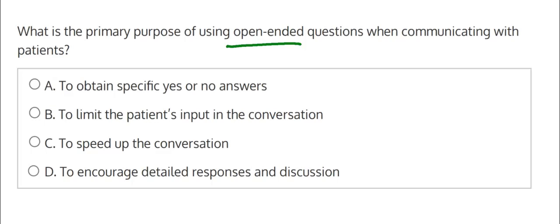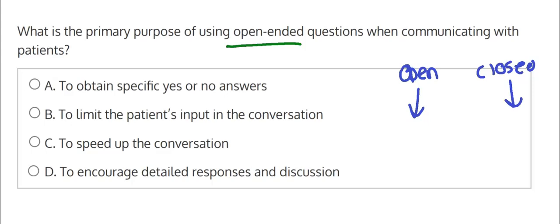So if we think of the difference, open means that you're keeping the door wide for any type of response from a patient, as opposed to closed-ended, which means it's very narrow and you're going to get only specific types of replies. So for example, if you have a closed-ended question, you're going to get a very specific answer.